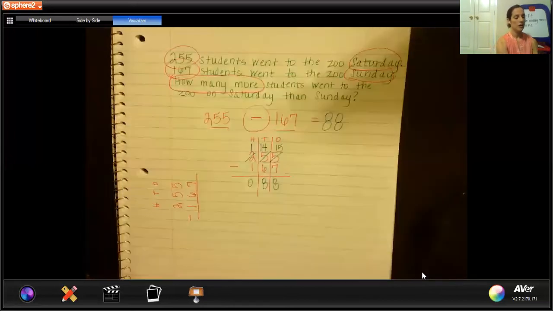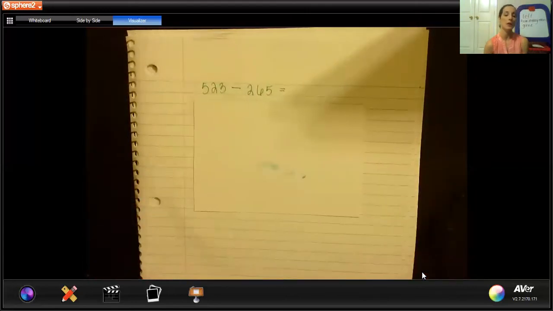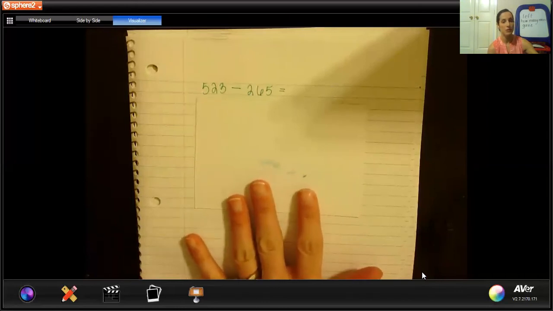Now, we are going to generate our own problem. So remember before when we were doing our 2-digit, we would have a number sentence. We would generate our own problem. So I've given you a number sentence here. 523 minus 265 equals what? Well, we're going to generate our own word problem, similar to what we did before. So I'm going to give you an example, and then you can try a couple on your own. Okay? So 523 minus 265.